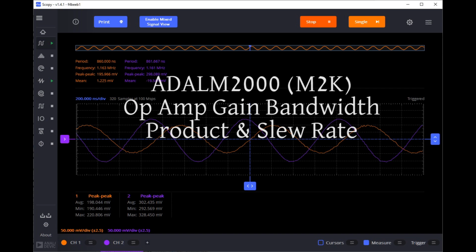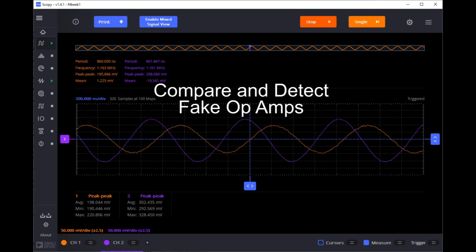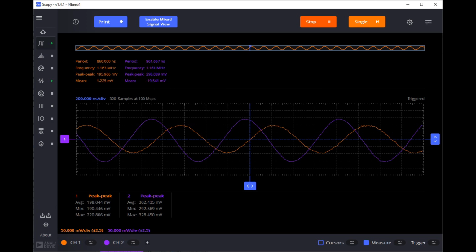In this video, we'll use the ADALM2000 to measure the gain bandwidth product and slew rate of some op-amps. We can use these measurements to compare op-amps purchased from Amazon with op-amps purchased from normal electronics suppliers. Are the op-amps from Amazon the same?